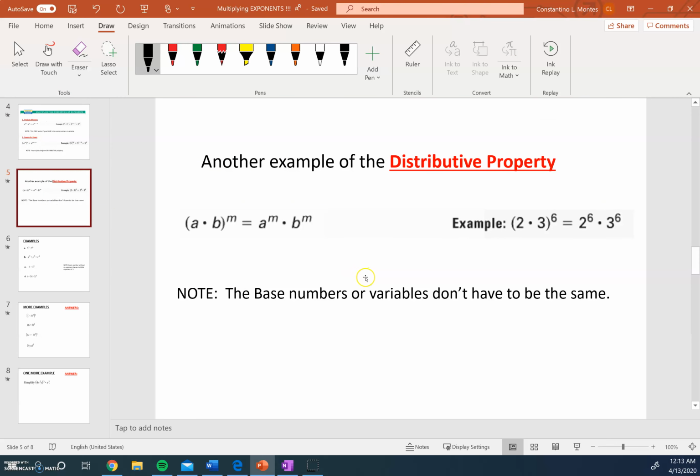We have another one right here. This was the distributive property for the exponents. If I have two bases, they don't have to be the same, and I have raised that to the power of m, I can just multiply those exponents together. So, for example, over here I have 2 times 3. That's the same thing as 2 to the power 6 times 3 to the power 6.